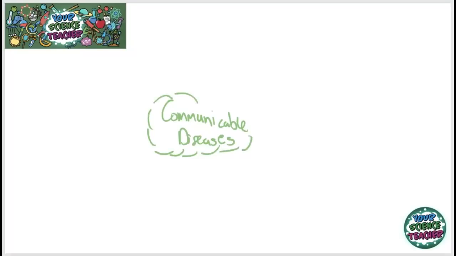We're now going to look at communicable diseases. Communicable diseases are diseases that can be passed from one person to another person. And we say that communicable diseases are spread by pathogens. We're going to look at 4 examples of pathogens. Pathogens are just disease-causing microorganisms, and the first one we're going to look at is bacteria.